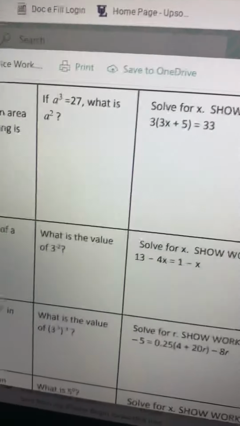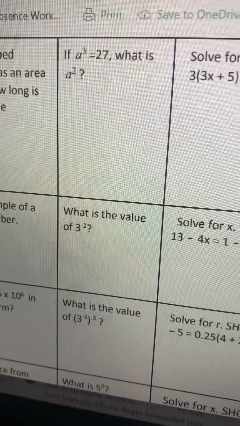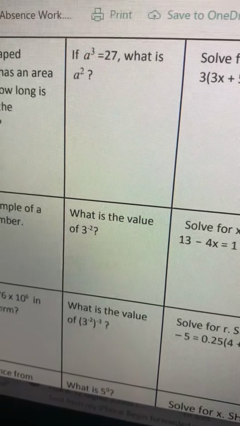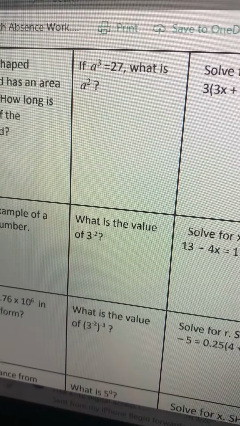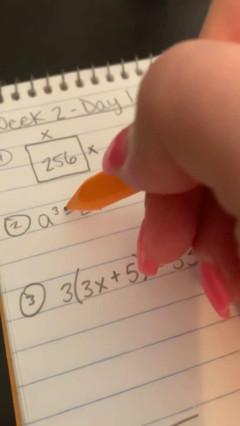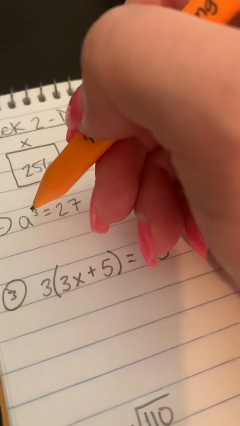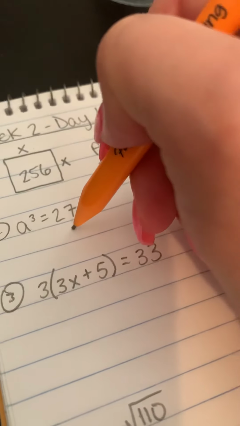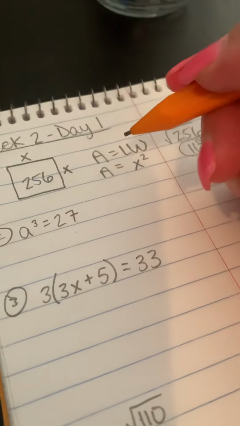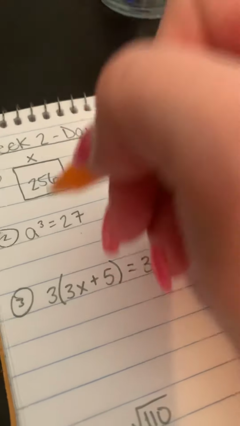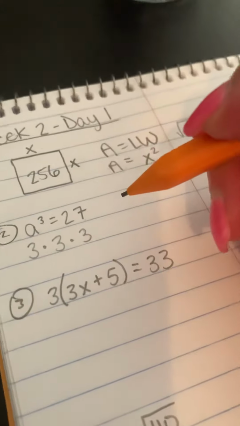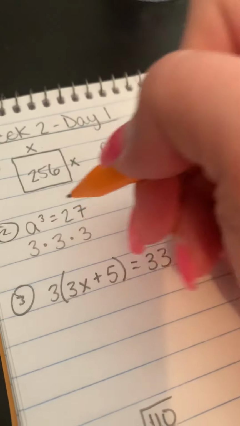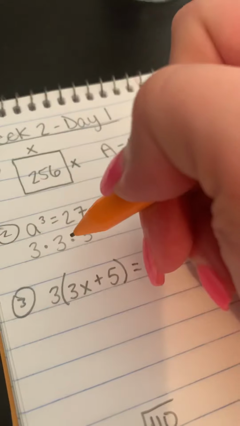Number 2 is one of those trickier questions. We saw this on one of our tests. It says if a cubed equals 27, what is a squared? It's not asking you what a is, it's asking you what a squared is. So the first thing we have to figure out is that a cubed is 27. That means a number times itself times itself is 27. By memorizing our cube roots, we know that 3 times 3 times 3 equals 27. So a cubed is 27, and a is going to be 3.